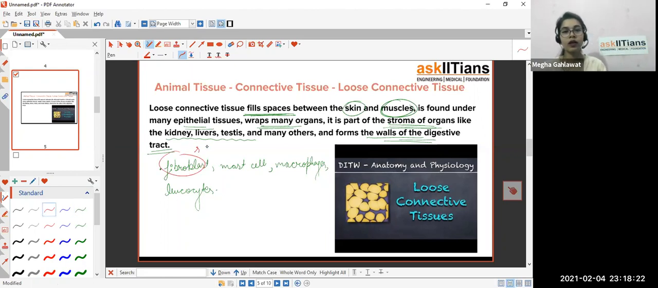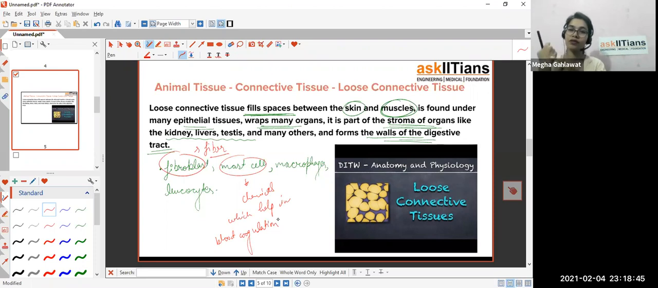Fibroblast, fiber formation so that our body can be held together. Mast cell, different chemicals which help in blood coagulation. Blood coagulation, what do you mean by blood coagulation? That basically means thickening of the blood whenever we get an injury, and formation of the scab so that our blood from the veins doesn't flow out and we don't bleed to death.